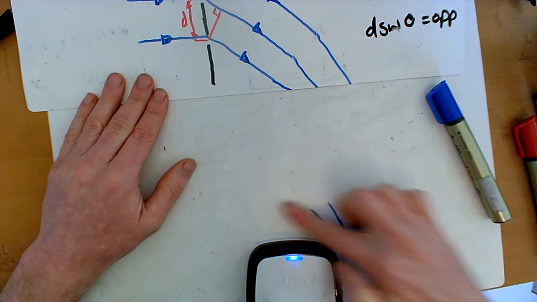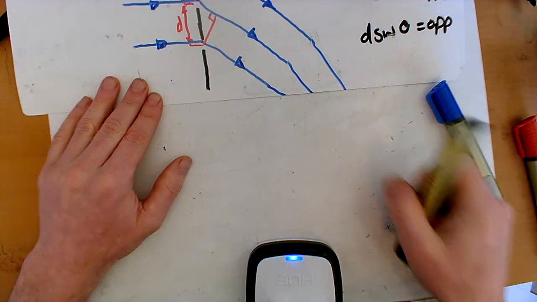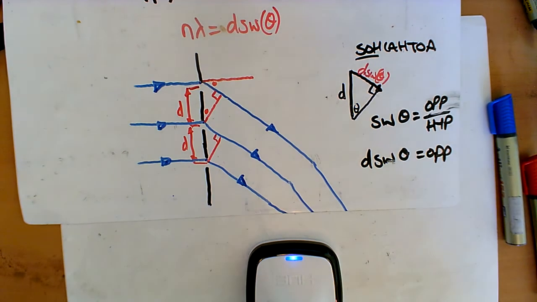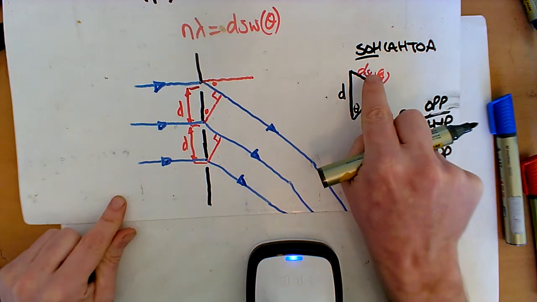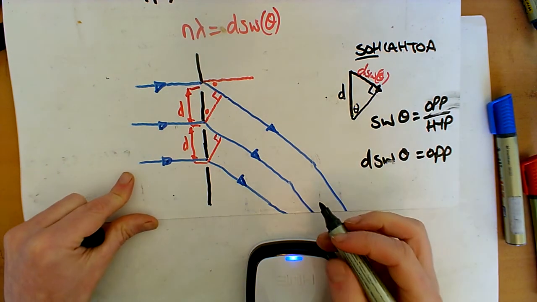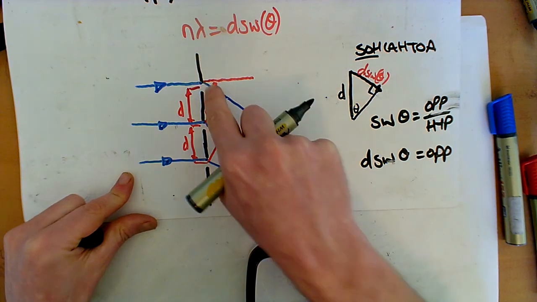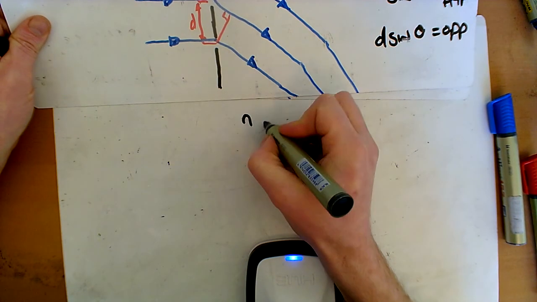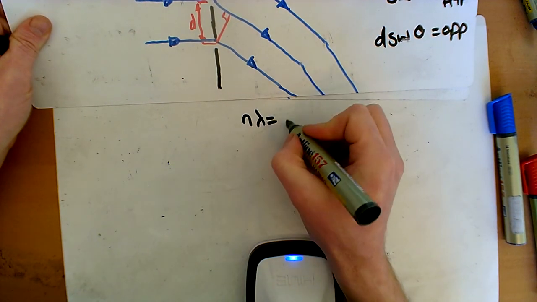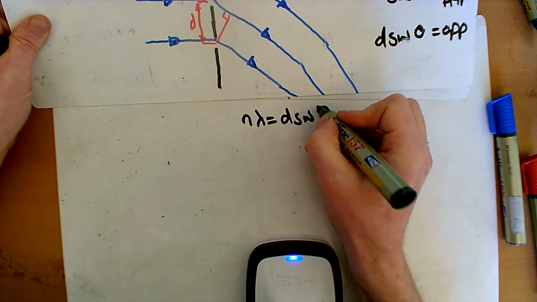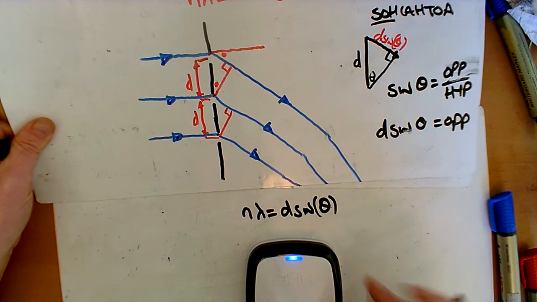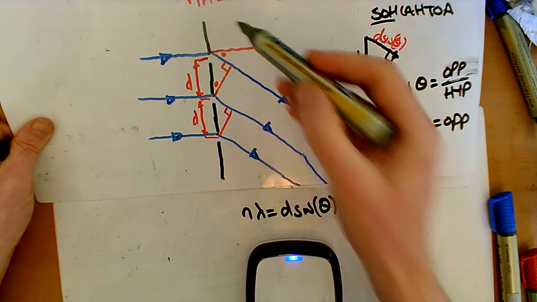So if that's true, we can look at our equation and our little triangle here, and we have d sine theta. If that's any integer multiple of the wavelength, we call that n lambda, and so the equation is just n lambda is equal to d sine theta. That's all it is. This is from our little triangle, and that's the entire derivation.